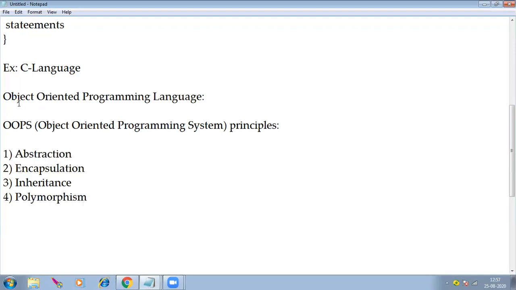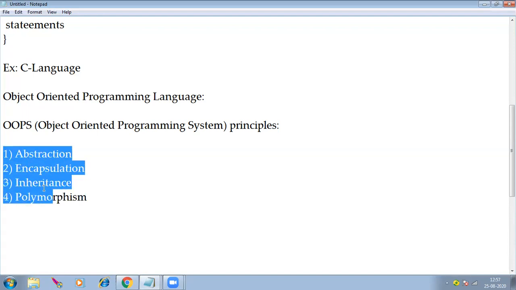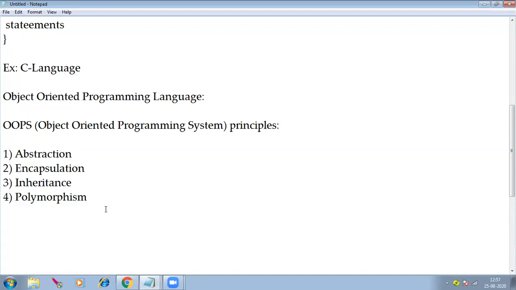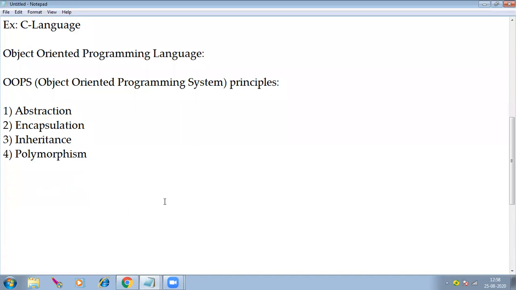So here the topic is what exactly object oriented programming is. Once again, let me repeat: any programming language which follows or satisfies the OOPS principles to design the applications is known as object-oriented programming. So in Java, we design the programs by applying these principles. And one more point: in any programming language, if we write the programs or design the applications using the class and object concepts, it is known as an object oriented programming language.